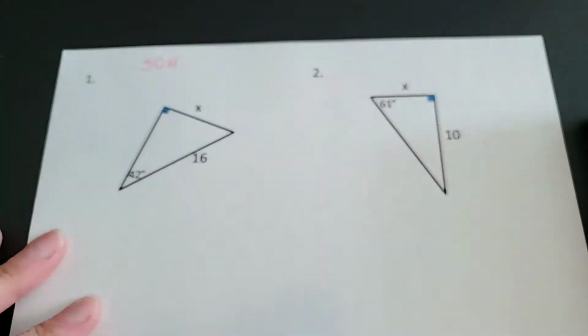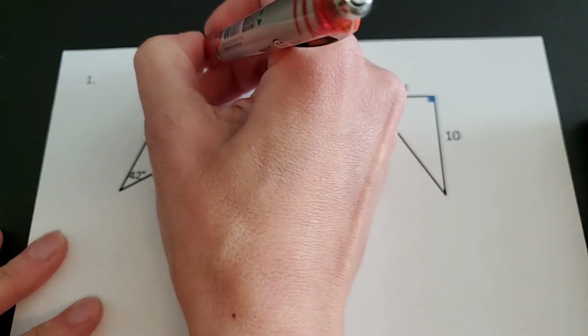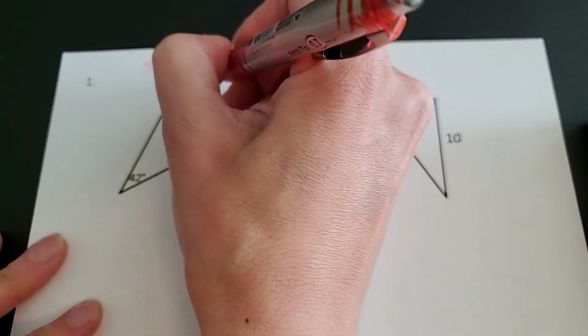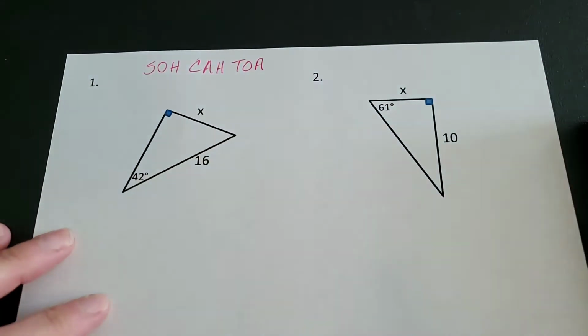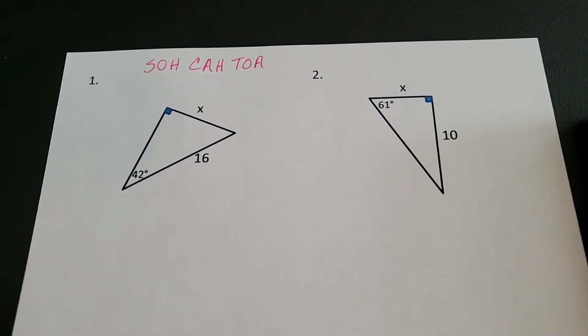Remember SOHCAHTOA. Sine is the opposite over hypotenuse. Cosine is the adjacent over hypotenuse. And tangent is the opposite over adjacent. And we can use that to find a missing side or a missing angle in a right triangle.